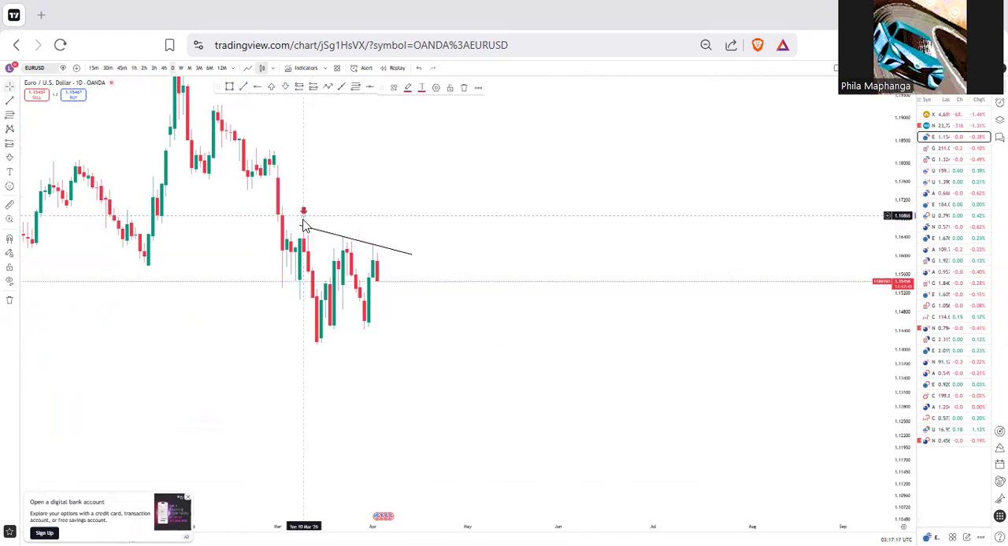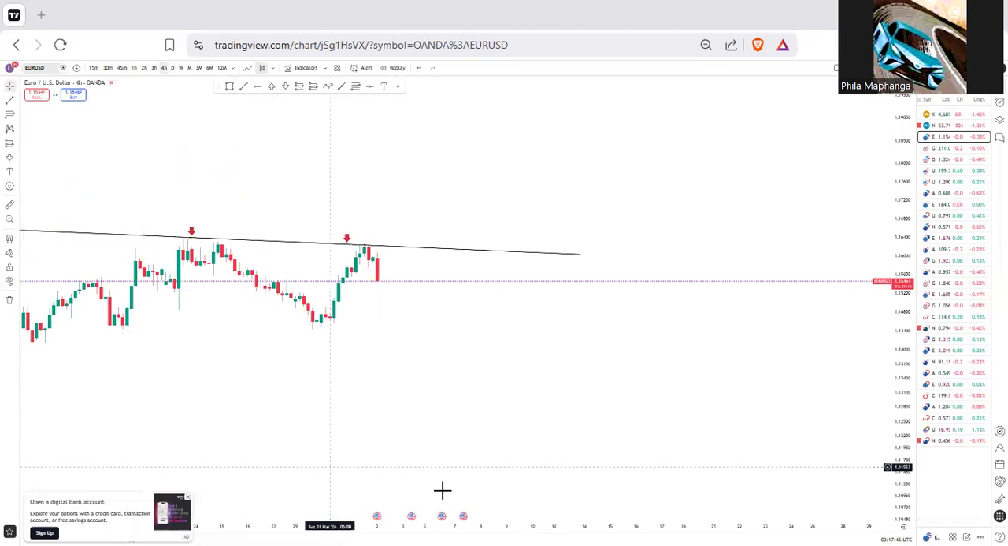1, 2. We enter on the third touch. This is Euro US dollar. We enter on the third touch of the trend line. This is daily chart. The market just went straight to the third touch. All right, let's go to 4 hour.